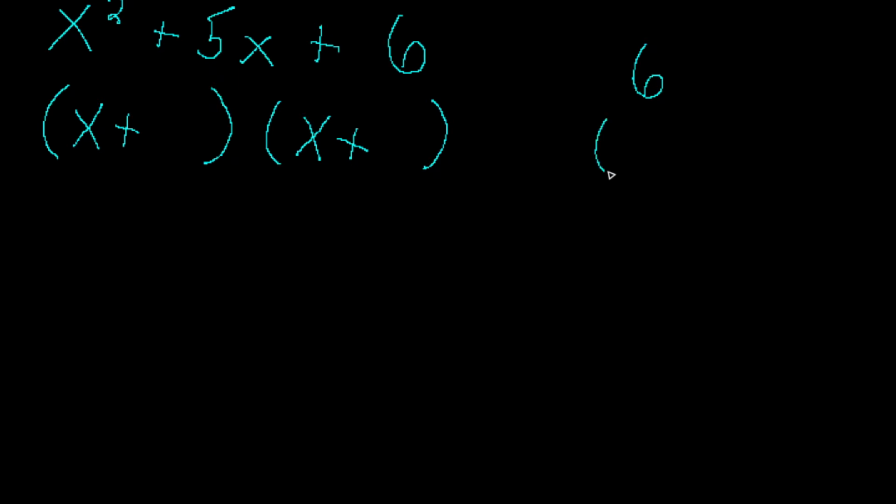So 6 times 1, that would add up to 7. 2 times 3, that would multiply to 6 and add to 5. So the 6 over here, we need our two numbers to multiply to it. And then the 5 over here, they need to add to that number. So x plus 2, x plus 3, and you're done.